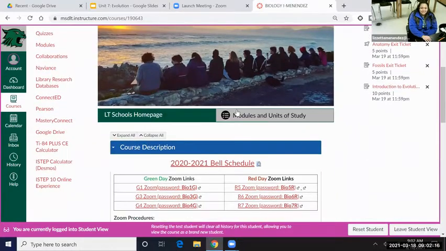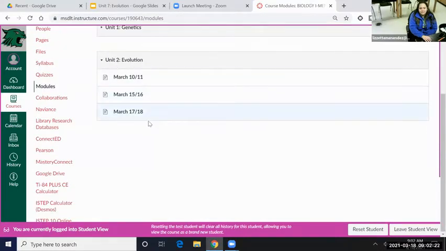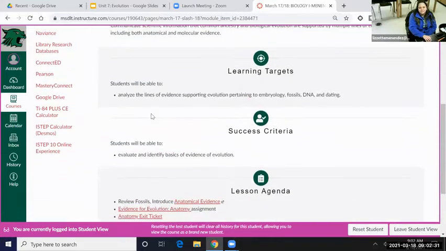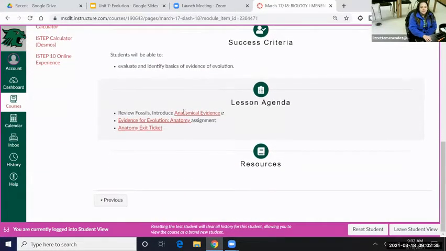So you're going to go on Canvas and you're going to go to modules. And again, we're in Unit 2 and today is March 18th. So you're going to click on March 18th. And this is our page. Still looking at the basics of evidence of evolution.